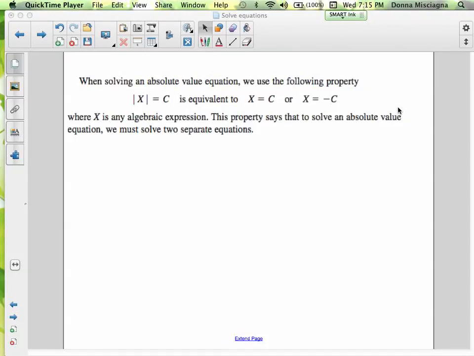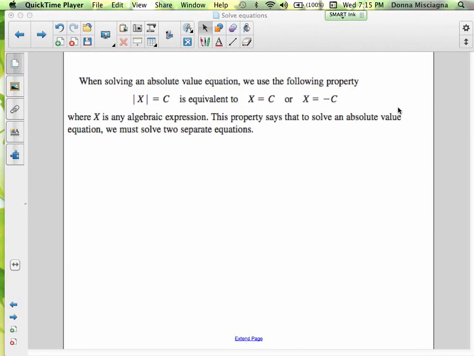Our last equation, solving absolute value. So when we're solving an absolute value equation, we use the following property. The absolute value of x equals c is equivalent to x equals c or x equals negative c.